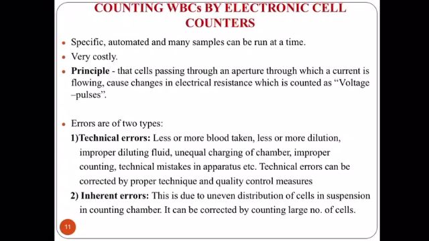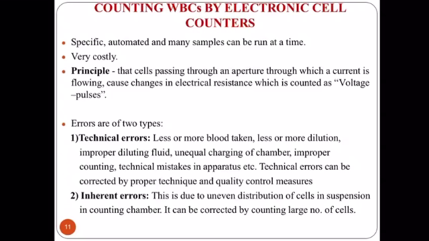Principle: the cells pass through an apparatus through which a current is flowing, which causes changes in electrical resistance, which is counted as a voltage pulse. This voltage pulse is different for different sizes and granularity of the cell, so we can get a total leukocyte count as well as a differential leukocyte count in the automated cell counter.